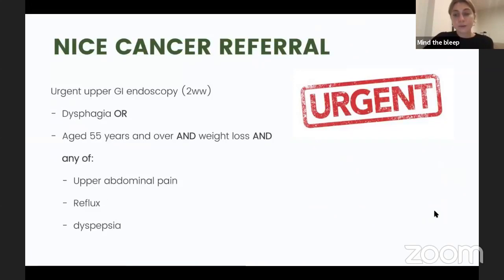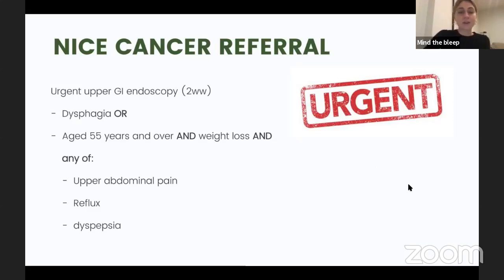So, as I did say, apart from our initial workup, the blood tests, the ECG, the bedside investigations, as a junior doctor, you have to be aware of when to refer a patient for urgent upper GI endoscopy. So this is very important.